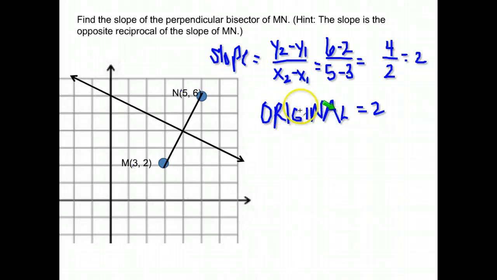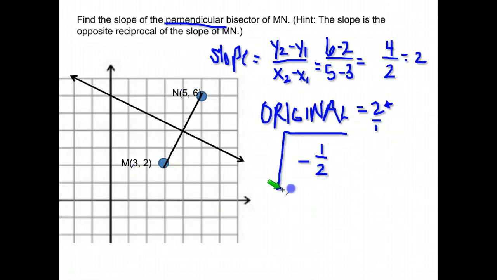We want the slope of the perpendicular bisector. The key there being perpendicular. So we think about perpendicular lines and what we know about their slope. Their slopes are opposite reciprocals. So we take the number 2 here and make it opposite. So instead of positive, it will be negative. And the reciprocal of 2, or 2 over 1, we flip that fraction and it would be 1/2. So the slope of a line perpendicular to MN would be -1/2. MN had a slope of 2. Our perpendicular line would have a slope of -1/2.